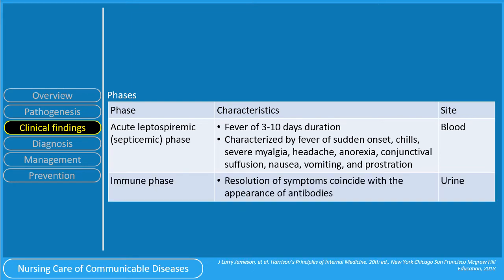During the second phase, or immune phase, there is resolution of symptoms, which coincides with the appearance of antibodies. At this time, the microorganisms are found in the urine. It is actually easy to remember that the microorganisms are found in the urine because the other name for the immune phase is the leptospiruric phase.